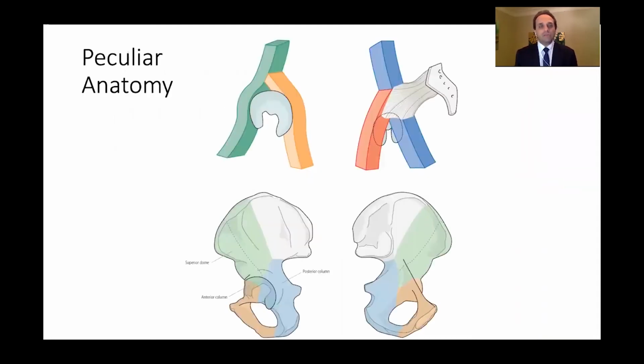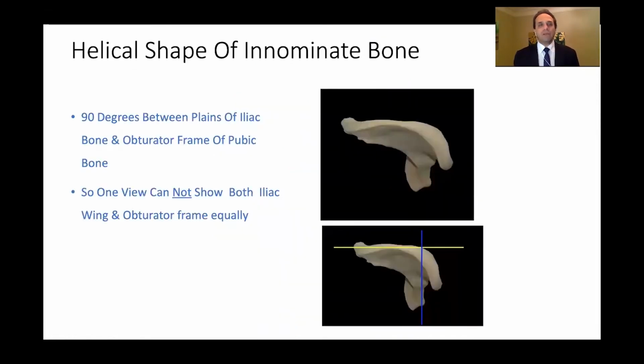Before starting to do this, we need to understand that the acetabulum has a peculiar anatomy. It looks like an inverted Y-shaped letter, and it has a horseshoe-shaped articular surface. It has a long anterior column represented by the green and orange here, and a short posterior column represented by the blue. Also, the innominate bone has a helical shape.